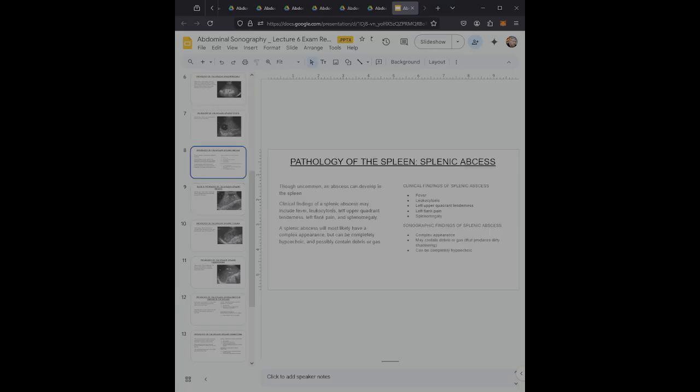Splenic abscesses. Though uncommon, an abscess can develop in the spleen. And clinical findings of a splenic abscess may include fever, leukocytosis, and left flank pain. Sonographically, splenic abscesses might be complex. They may contain debris or gas, or they can be completely hypoechoic.